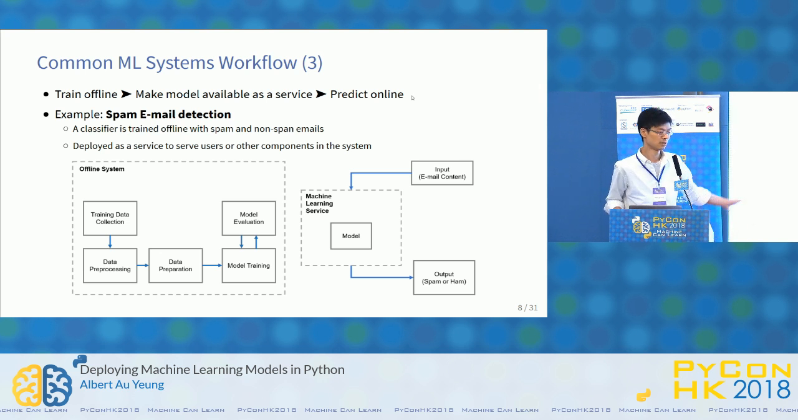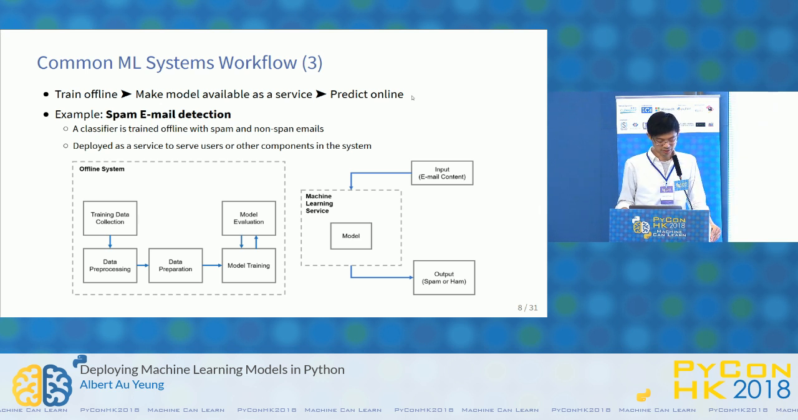So on the left-hand side, this would be something a data scientist would do. He collects some data, he trains the model, and tries to tune the model such that it achieves acceptable accuracy. And then he packages the model such that it can be put into an online system. So when an email comes in, it will go through the model, and you can predict whether it is spam or not spam. So the focus will be on how we can make something like the machine learning service on the right-hand side, in which you put your model, and then you can generate predictions.